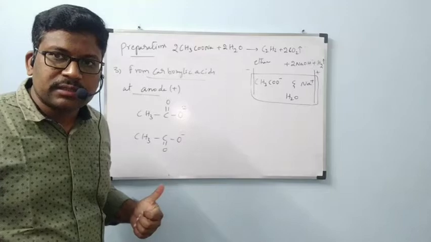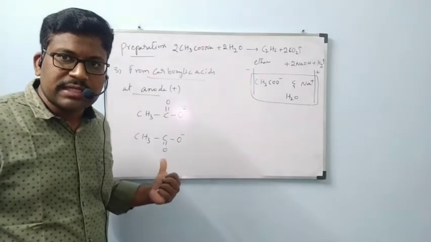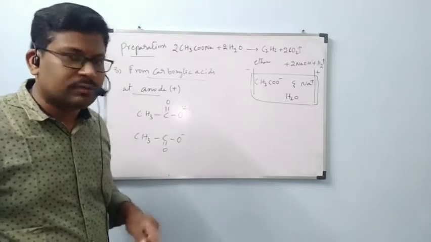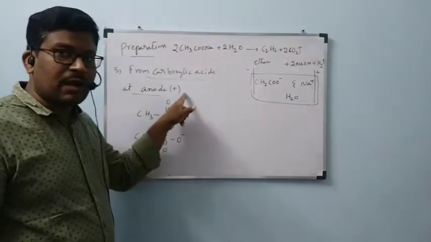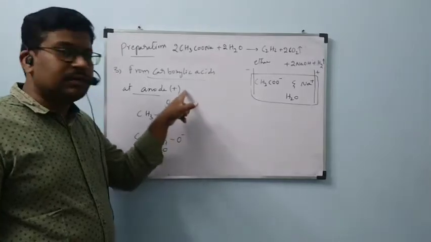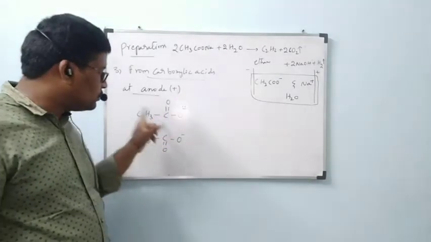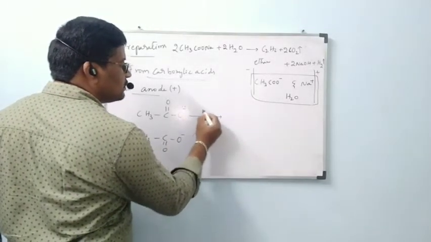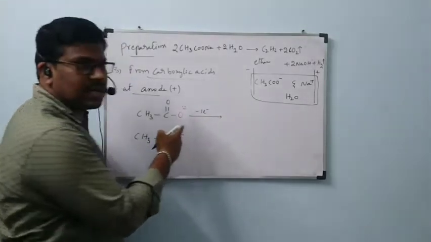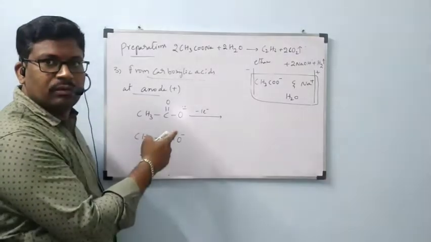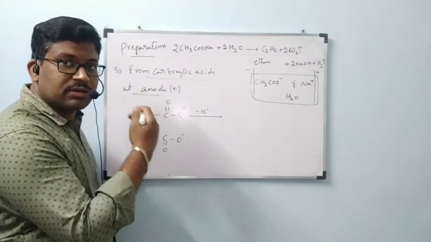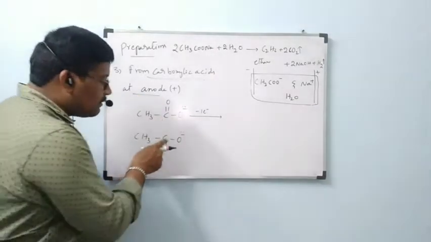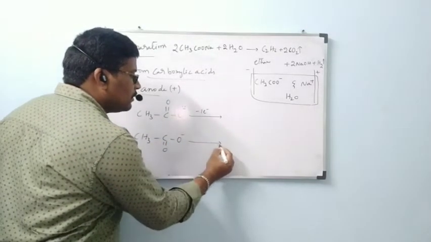These are negative charge, rich of electrons. These ions are rich of electrons. They will donate one electron to the anode. Combinedly, 2 moles will donate 2 electrons. When this one donates 1 electron, I am showing minus 1 electron is donated to the anode. From here also 1 electron is donated to the anode.